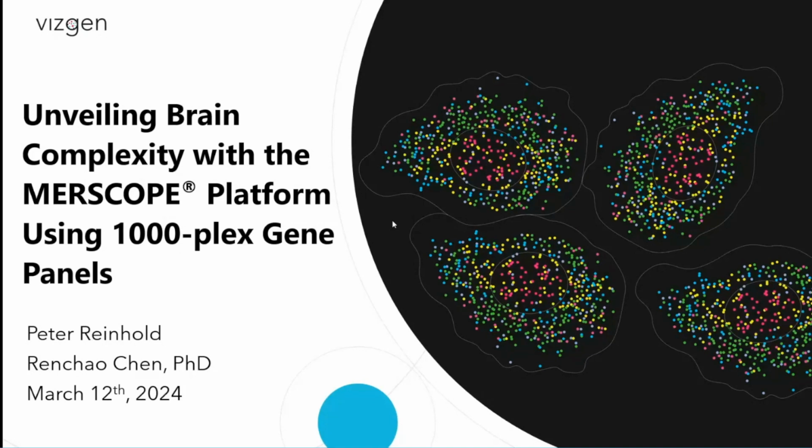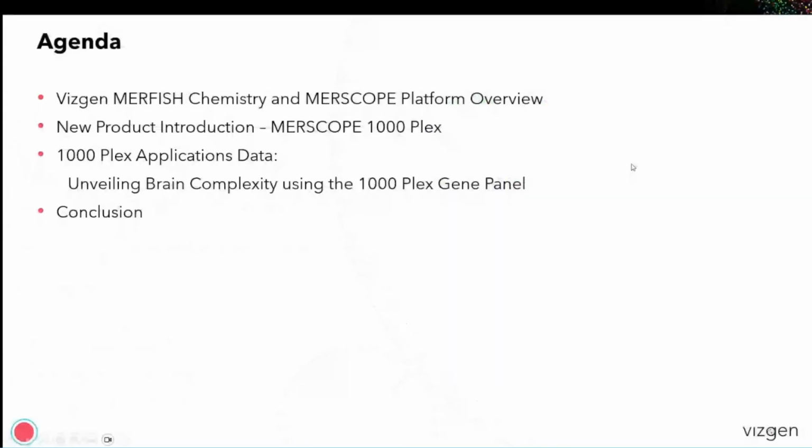All right, thanks, Kaylee, for that introduction. So really excited today to be talking about the Merscope 1000 Plex gene panel solution that has recently been launched as of last week on March 5th. Very quickly today, I'll give a quick overview of Merfish chemistry, an overview of the Merscope platform, and then give some new details on the new product introduction, the Merscope 1000 Plex solution. From there, I'll hand things over to Renchao Chen, who's an application scientist who's generated some truly impressive data leveraging the 1000 Plex gene panel solution in both human and mouse brain samples.